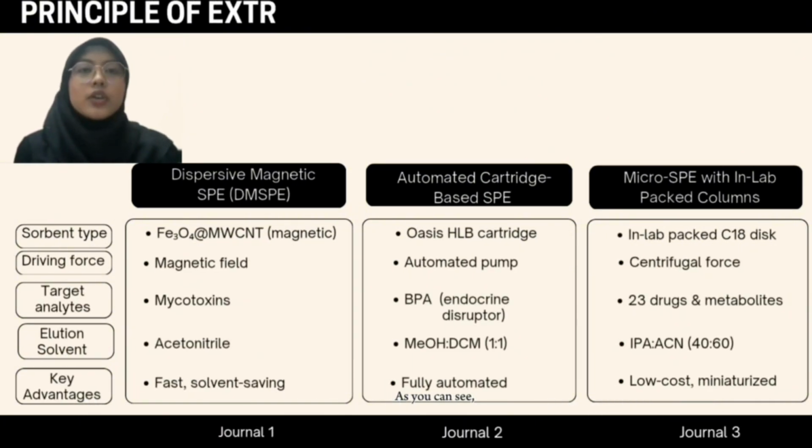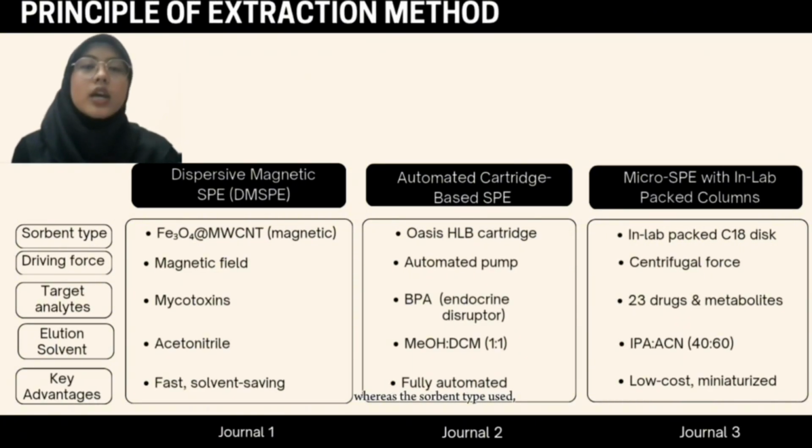As you can see, this is the comparison between the 3 journals' principles, covering the sorbent type used, driving force, target analyte, elution solvent, and key advantage. In journal 1, the sorbent used was magnetic, the analyte is mycotoxins, and the elution solvent was acetonitrile. The key advantages of the dispersive magnetic SPE extraction method are that it is fast and solvent saving.